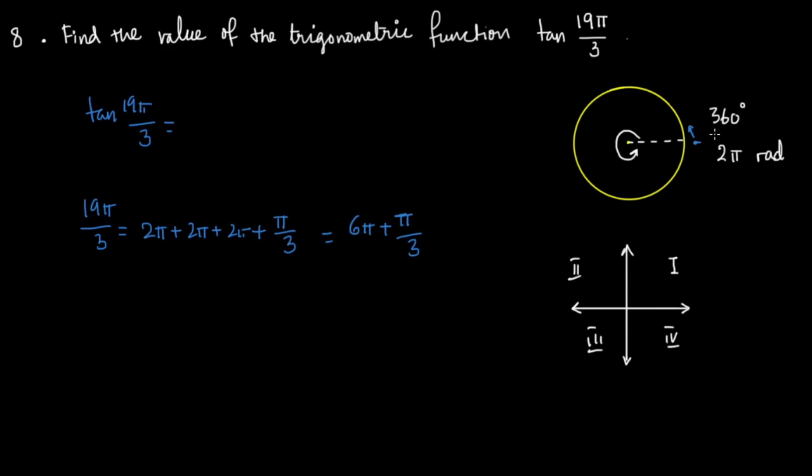Okay, what I mean by that is tan 0 and tan 2 pi are of the same values, right? Because they are the same angle in essence if you go around this circle. Okay, so tan 19 pi by 3 is actually in essence equal to tan pi by 3, which is equal to root 3 in value, and that's our final answer. Okay.